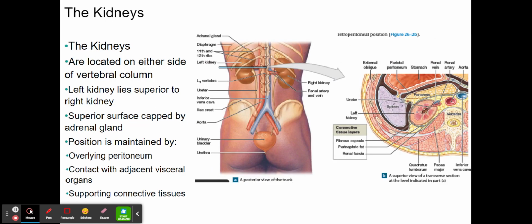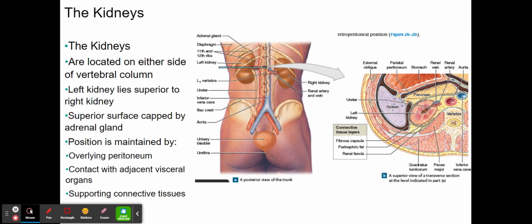The kidneys are located on either side of the vertebral column, between vertebrae T12 and L3. The left kidney lies slightly superior to the right kidney. The right kidney is slightly inferior to the position of the right lobe of the liver. The superior surface of each kidney is capped by an adrenal gland. The kidneys and adrenal glands lie between the muscles of the posterior body wall and the parietal peritoneum in a retroperitoneal position. The kidneys are held in position within the abdominal cavity by 1. The overlying peritoneum, 2. Contact with the adjacent visceral organs, and 3.